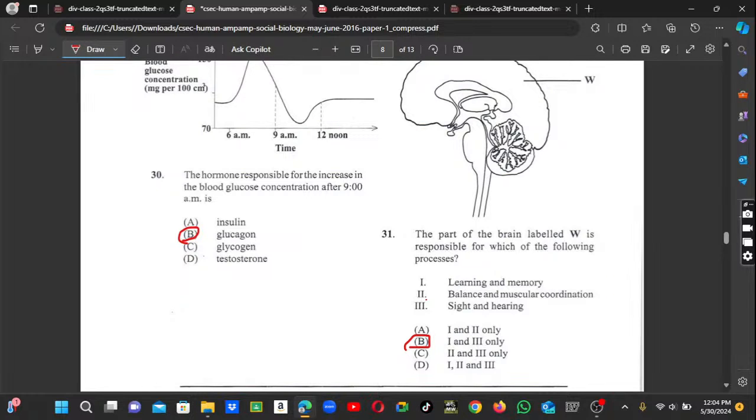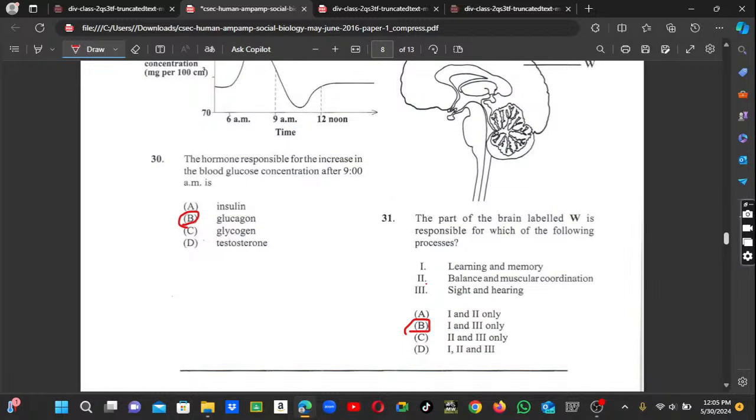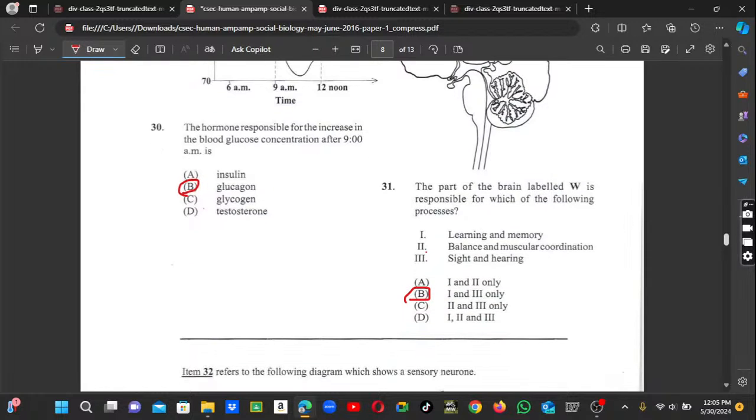One side of your brain will control your balance and coordination. Another will control sight, hearing, and all of that. So they are different parts. If one side of your brain were damaged, then we know the effect depends on the type, on the side of the brain that was damaged. Moving along, guys, number 31 would be B. It has to do with learning and memory, and with sight and hearing. All right, good.